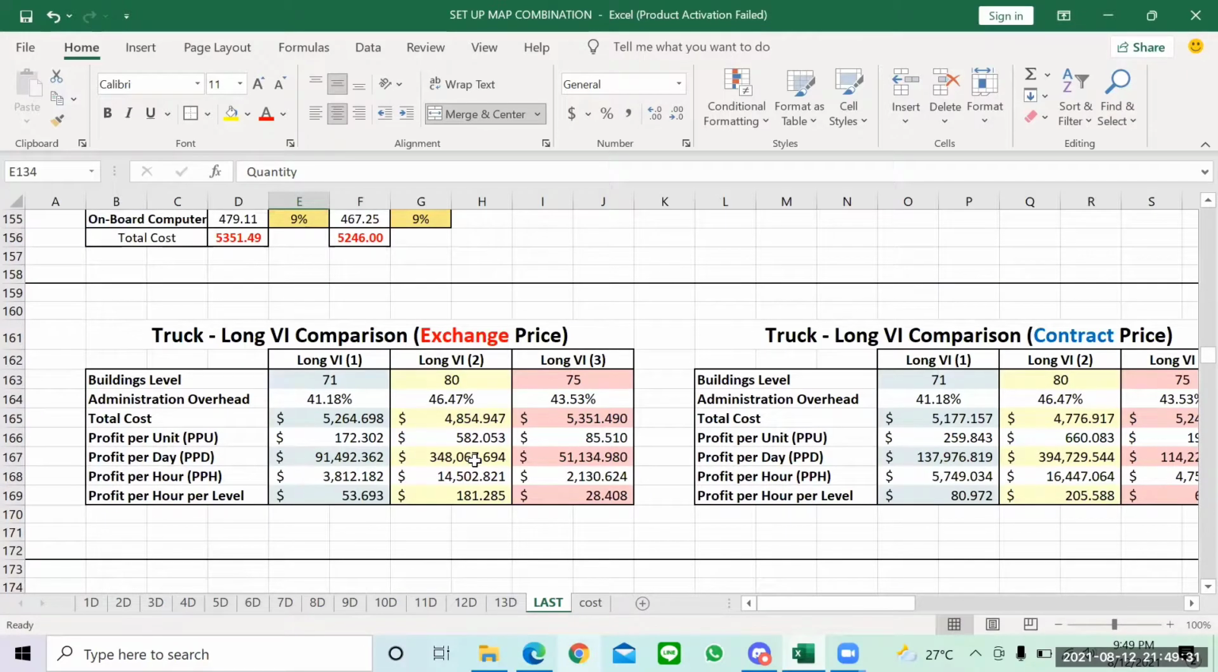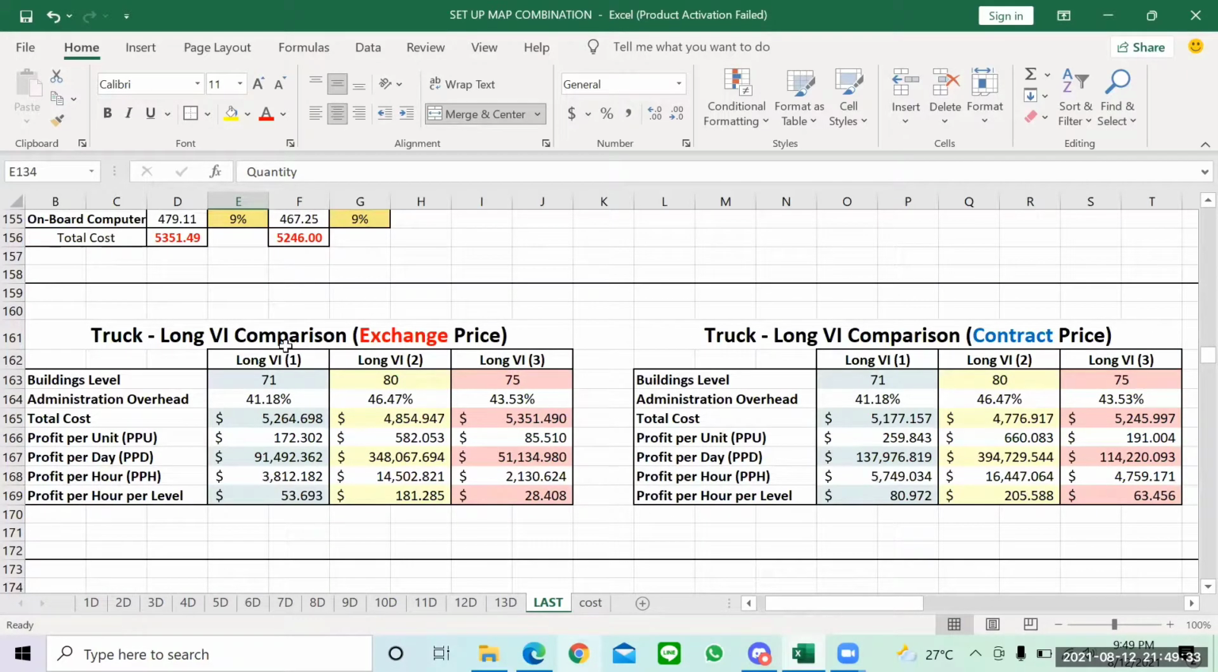And this is the comparison. I think you can see the total cost per unit of truck. And this is the comparison of the building levels and administration overhead. The second long fee has the highest level and also the administration overhead. But it turns out that we can see the profit per unit is very high.